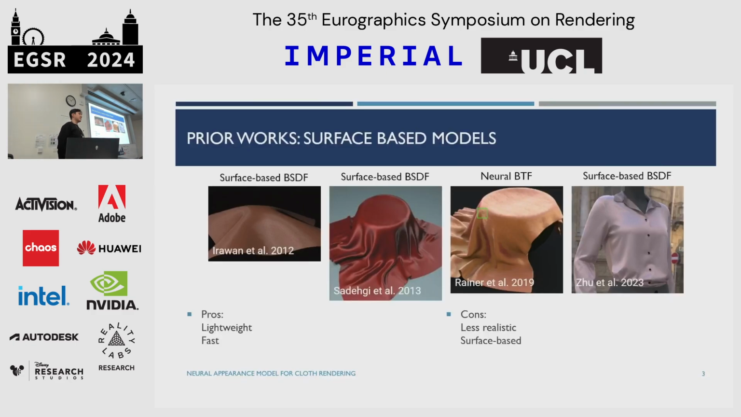Prior works have used surface-based models. The pros are that it's lightweight and fast, but it often appears less realistic as it is surface-based. It does not have the natural depth of usual cloth.